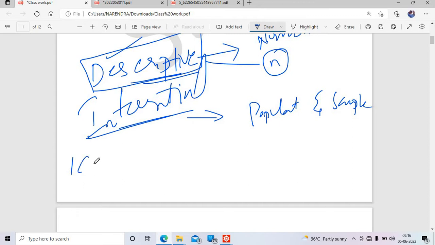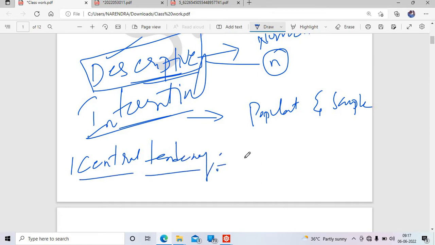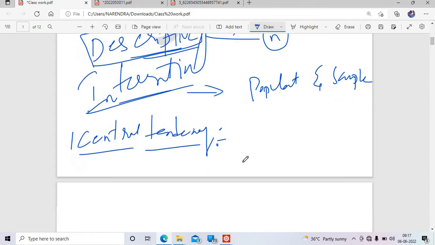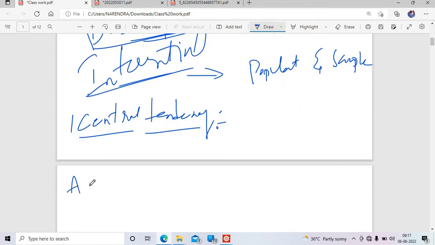In descriptive statistics, one topic is central tendency. So what is central tendency? In BSc first year, you are all aware of this topic. Central tendency, central value, average, all these have similar meanings. So what does central tendency say? A single value which describes the complete distribution.